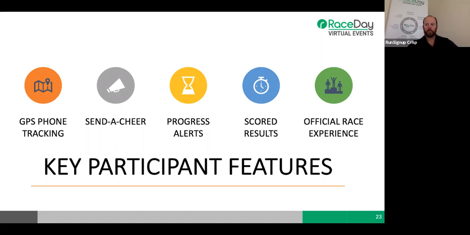So GPS tracking is obviously the foundation of what RaceJoy is all about. People can track them from all over the world. The ability to send cheers is obviously providing more of a socially safe approach to embrace those spectators. And then the progress alerts, that's your way of being able to give those splits without having to be on site and have timing equipment.